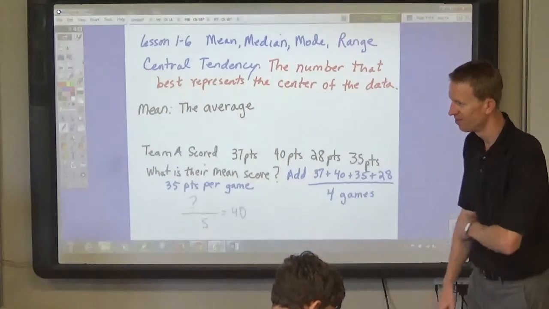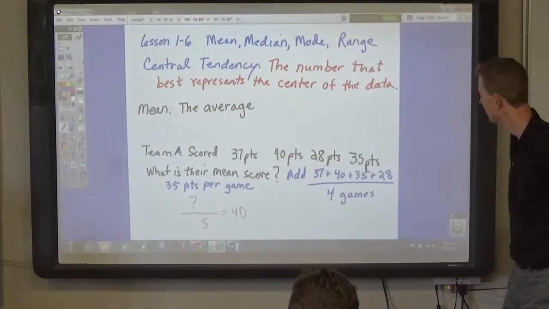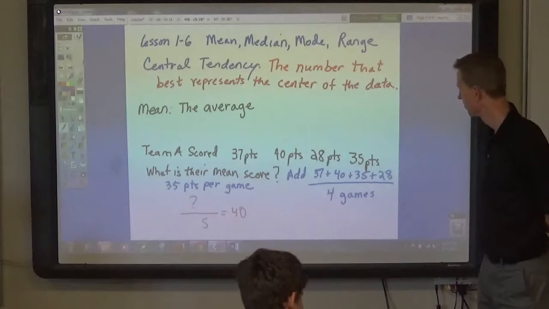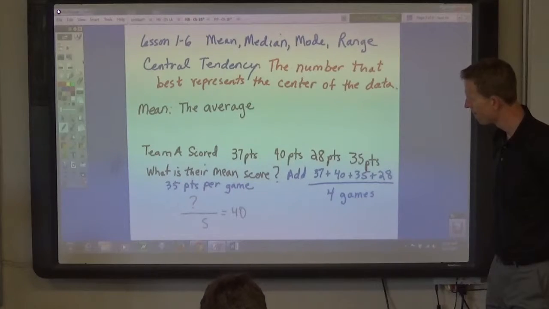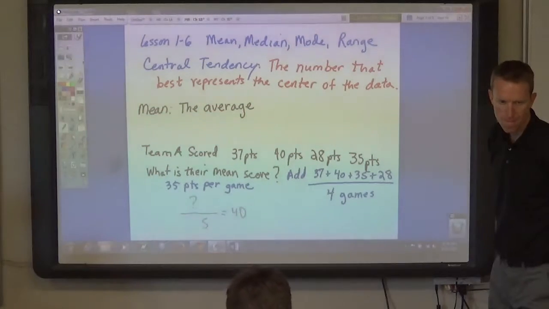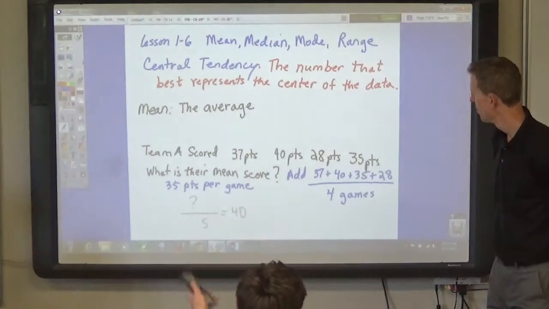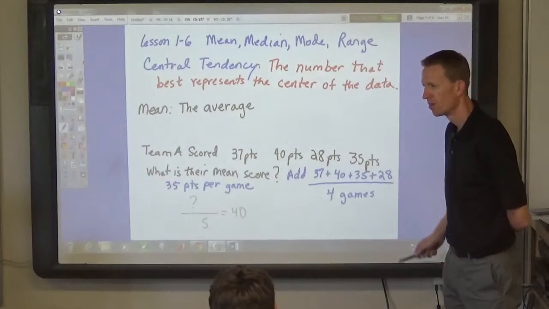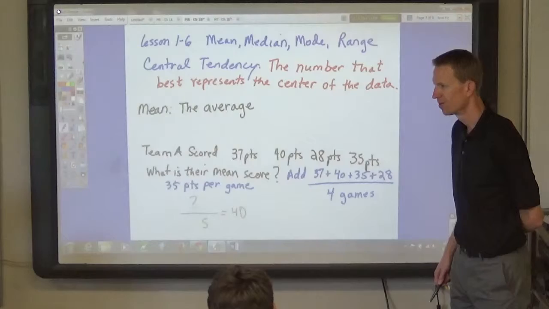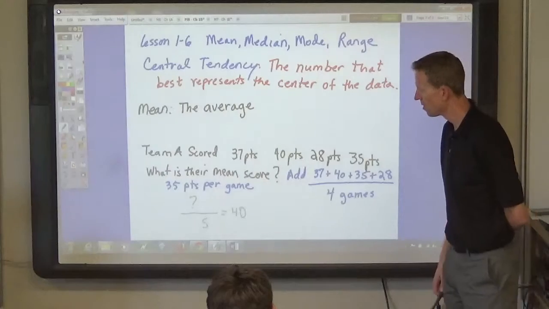Add it up. Where's your calculator? Surprisingly, not in my backpack. I got it. I found the calculator. Oh wait, what are we doing? When you add it up, it's 140. 140 divided by 4, it's 35. 35 points a game, right?